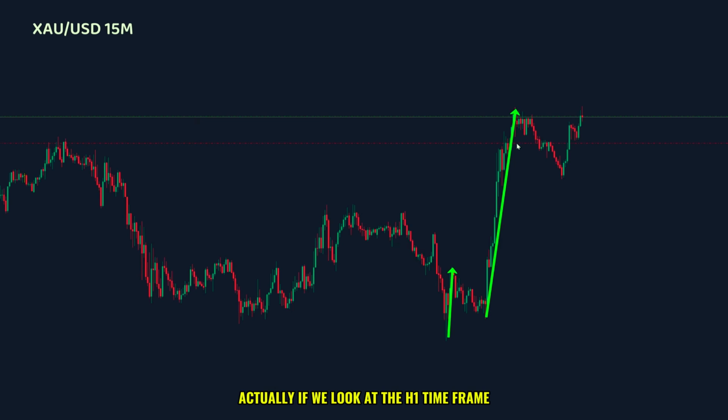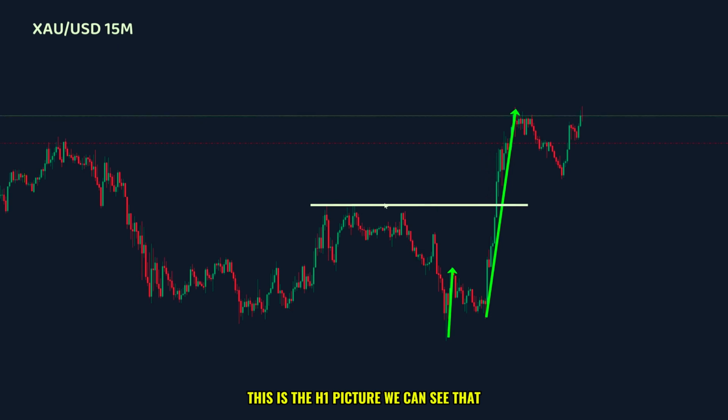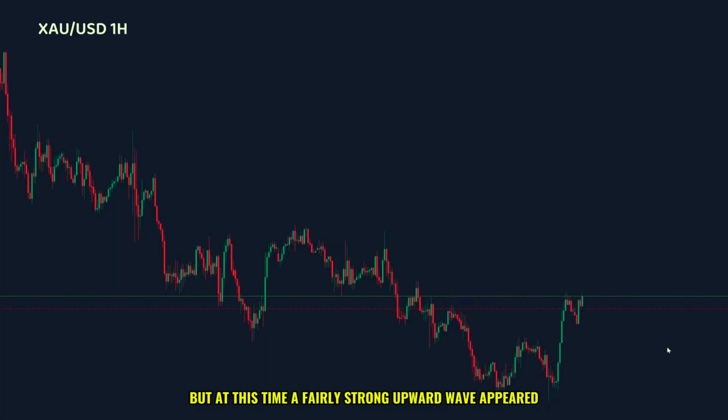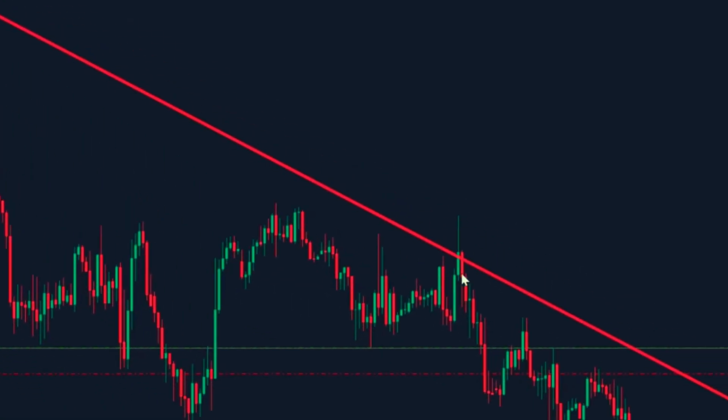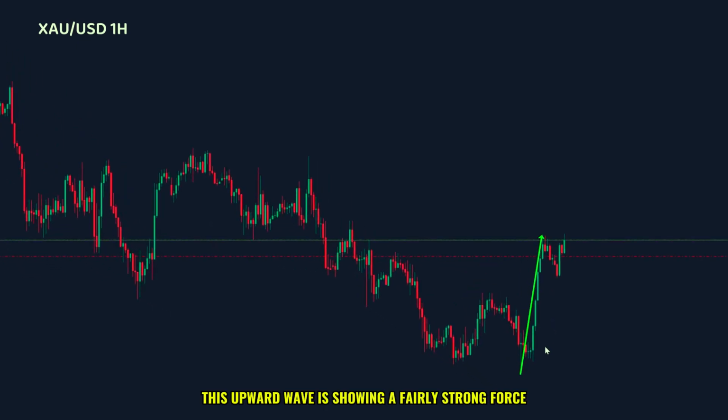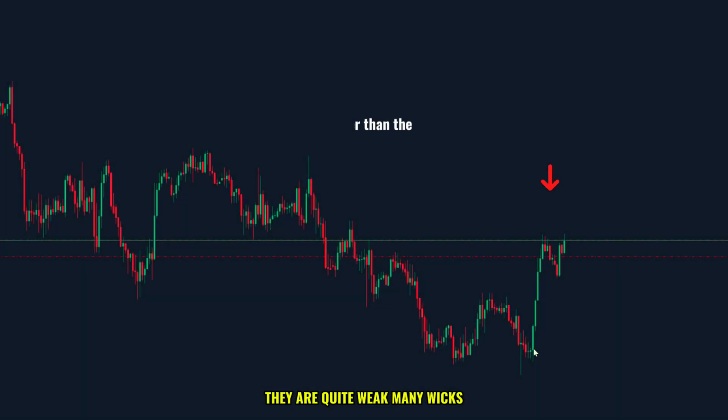Actually, if we look at the H1 time frame, the picture will be much clearer. This is the H1 picture. We can see that although the previous trend was decreasing on the H1 frame, at this time, a fairly strong upward wave appeared. It broke through this old peak area. And we can see that in the stages near this, the upward wave is showing a fairly strong force, stronger than the previous downward waves. We can see these previous downward waves, they are quite weak.